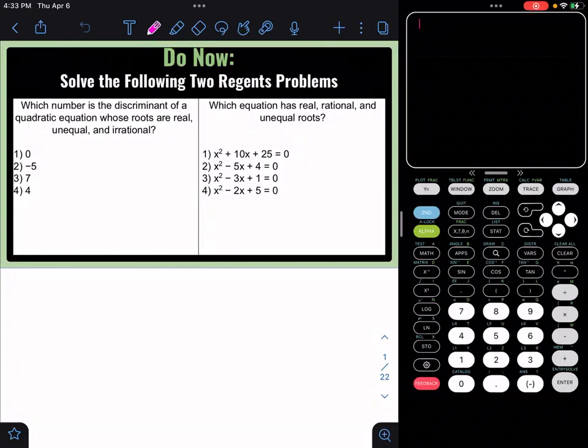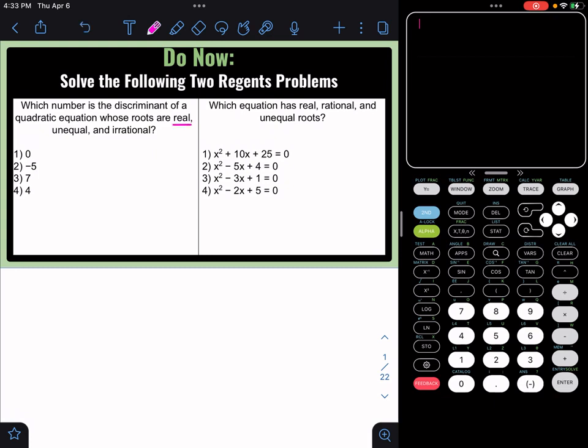Alright, let's look at this next lesson in our quadratics unit where we're going to actually find the solutions of the quadratic today using something we call the quadratic formula. So, let's just do a warm-up on discriminants. Which number is the discriminant of a quadratic whose roots are real?